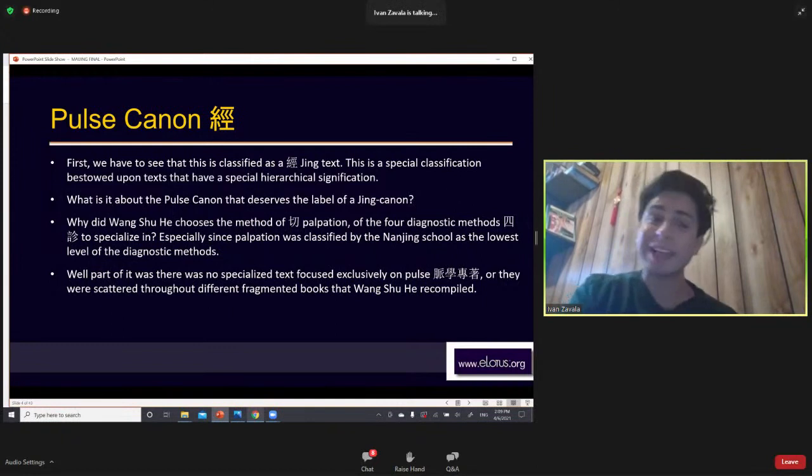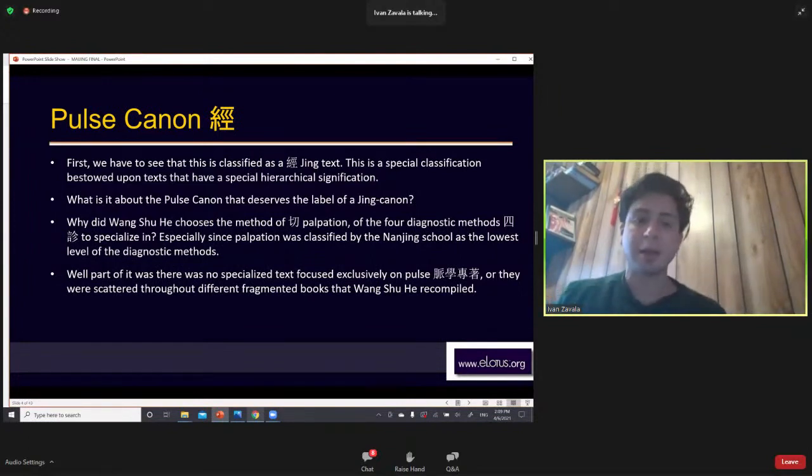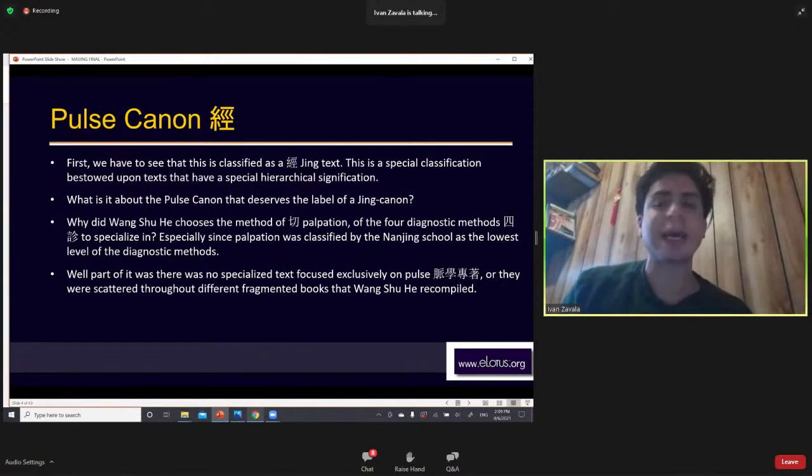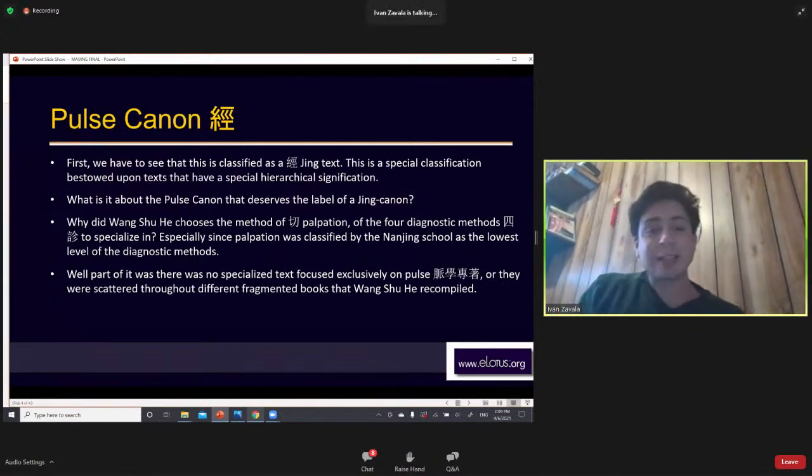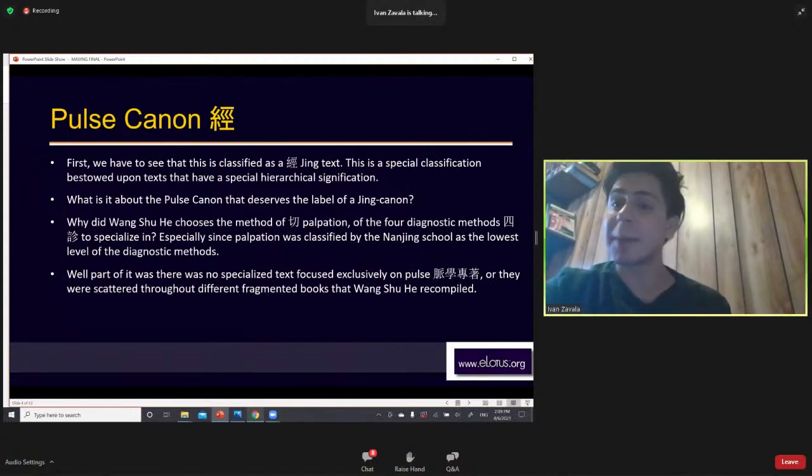This is a special classification bestowed upon texts that have a special hierarchical signification, right? We have to ask ourselves, what is it about the Maijing, the Pulse Classic, that deserves the label of a Jing, a canon, a canonical text? That's not something that can be answered in a short way. But we do have to ask ourselves, why is this text called a classic? Even the Shanghanlun is not the Shanghan Jing, it's the Shanghanlun, the treatise. So he obviously felt that this composition of the Pulse Classic deserved the title of a canon, right?